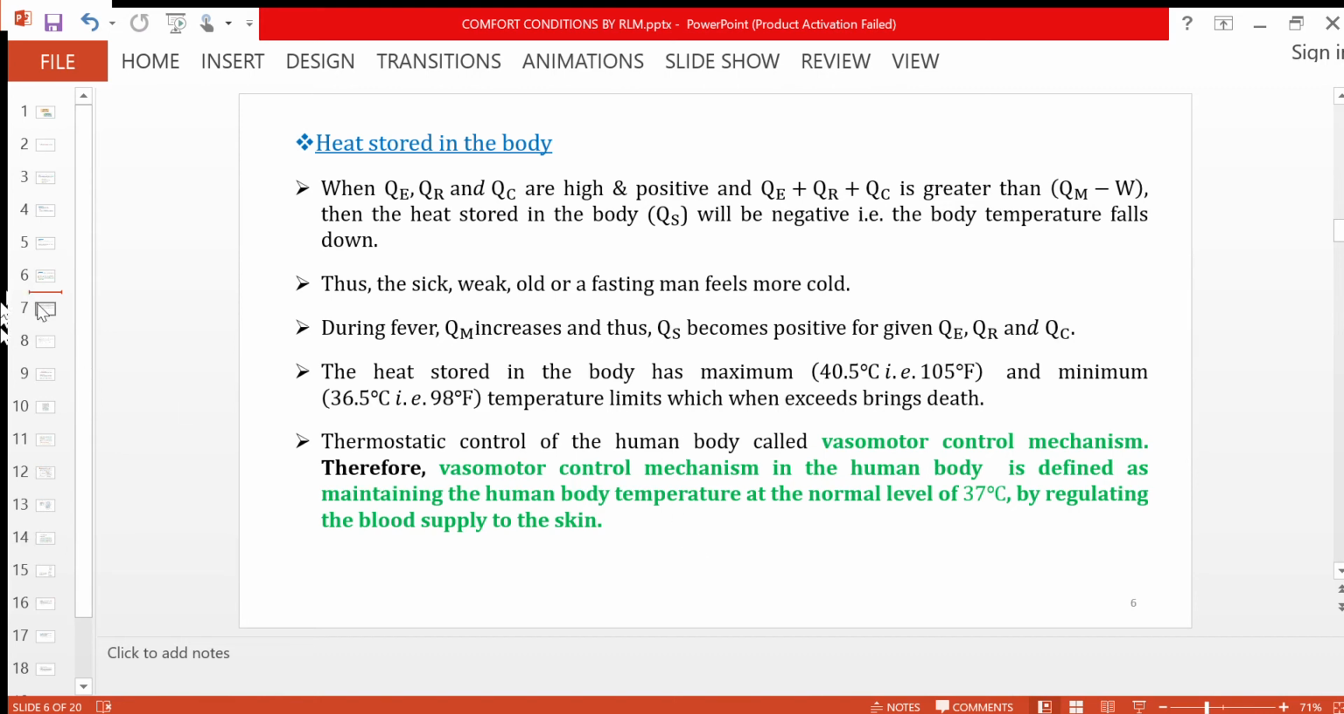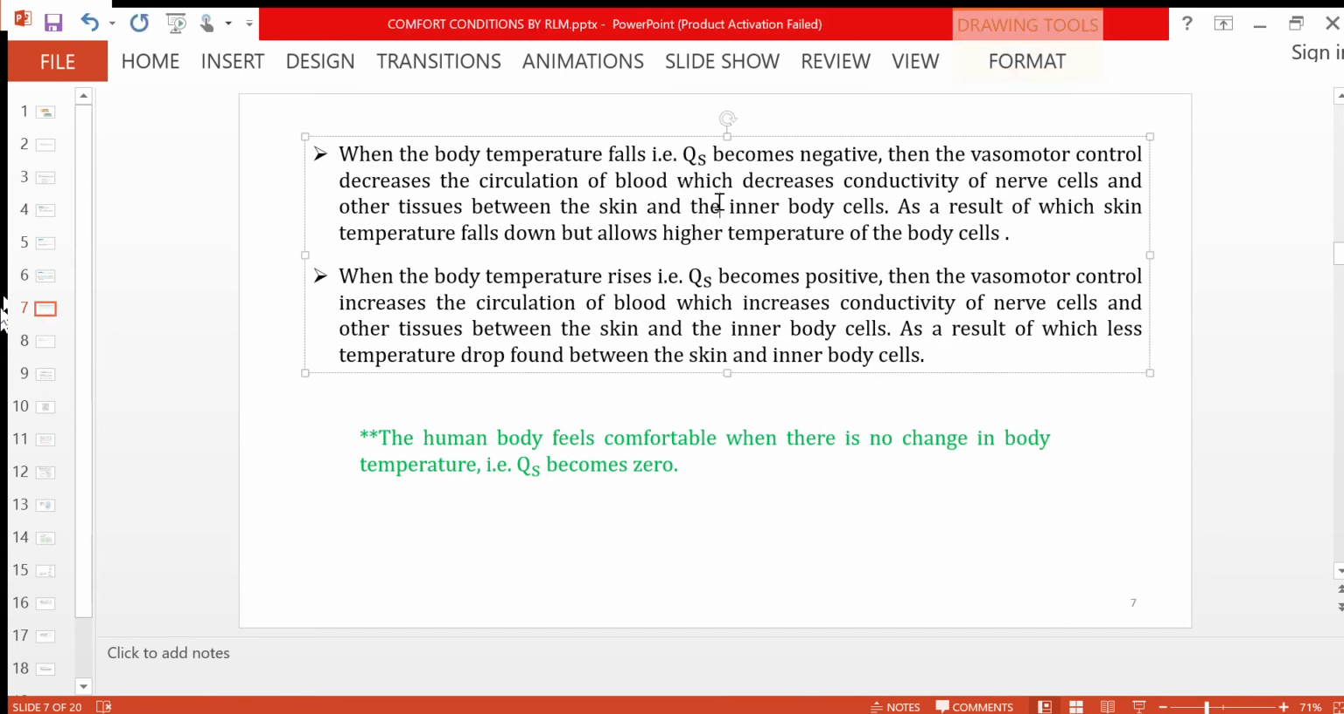Let us see what happens in the vasomotor control mechanism. Whenever the body temperature falls, that is Qs becomes negative, the vasomotor control decreases the circulation of blood, which decreases the conductivity of nerve cells and other tissues between the skin and the inner body cells. So it decreases the nerve supply between the skin and the inner body, so that heat will not dissipate to the outside surroundings.